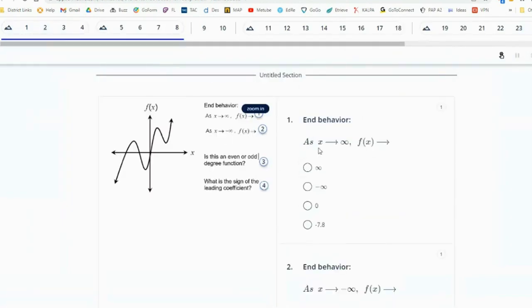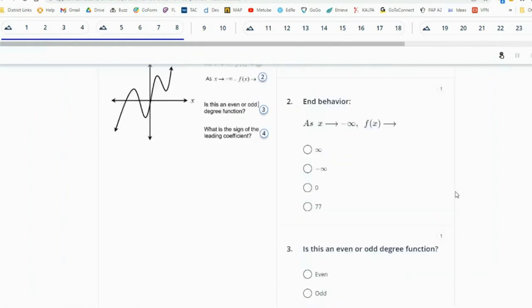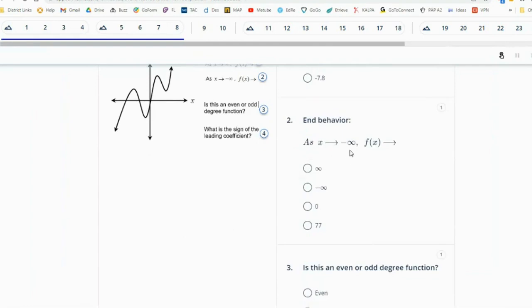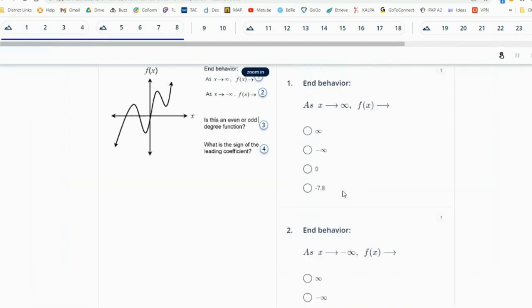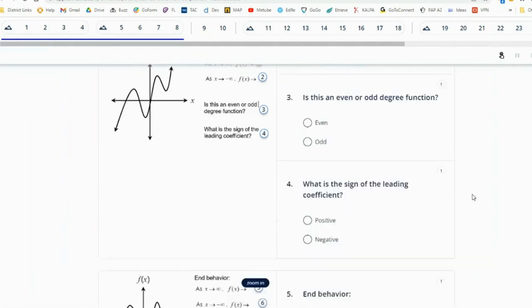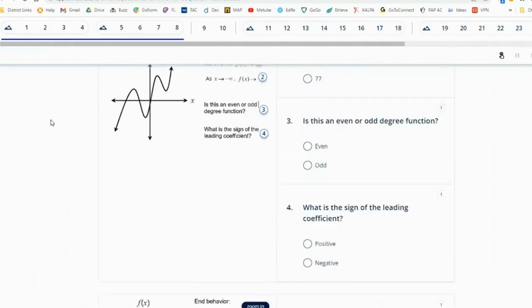End behavior: as x approaches infinity, what is f(x) doing? Is it approaching infinity? Is it approaching negative infinity? Is it approaching 0? Is it approaching -7.8? As x approaches negative infinity, what is the function doing? I was nice and I made all these multiple choice. I started to make them where you had to type in the answers, but I made these multiple choice. Is this an even or odd degree function? Is the sign of the leading coefficient positive or negative?